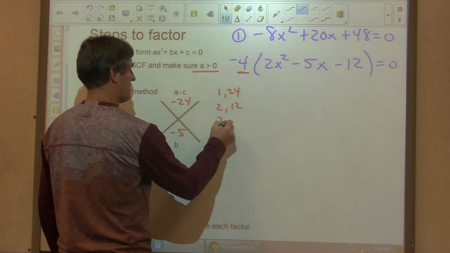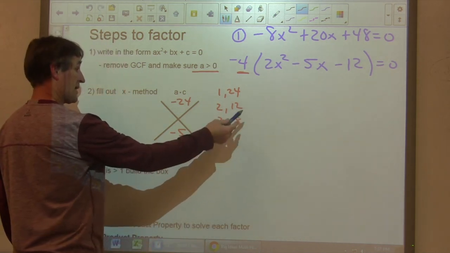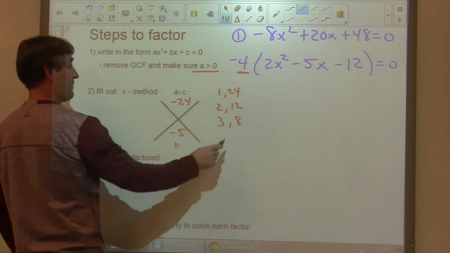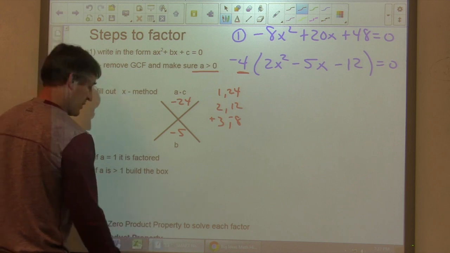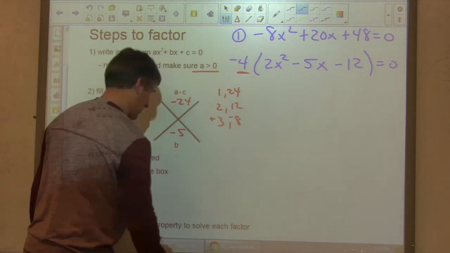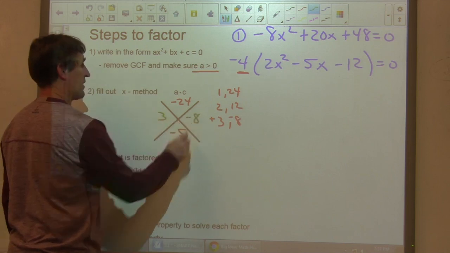3 goes in 8 times. Well, 3 and 8, if you go 8 minus 3, that would be 5, but we want a -5, so that means the 3 is positive and the 8 is negative. And so now I'm going to fill those in. One is 3 and one is -8.